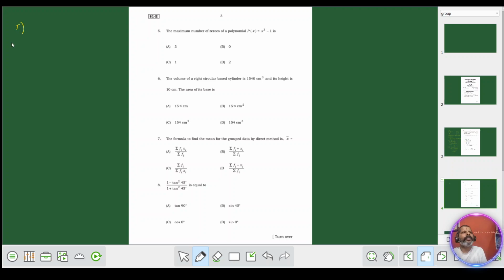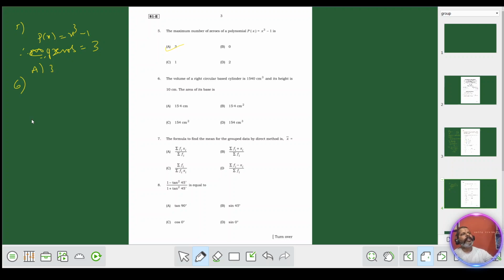The maximum number of zeros for a polynomial. See, write the polynomial p of x equal to x cube minus 1. The number of zeros depends on the degree of the variable. What is the degree here? 3. Therefore, 3 zeros. That is answer A.